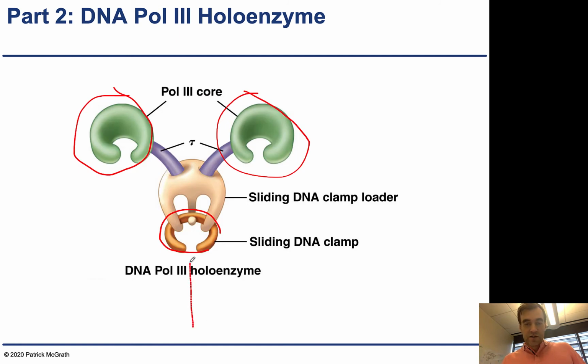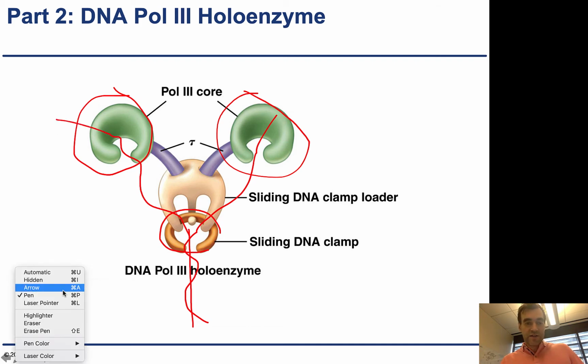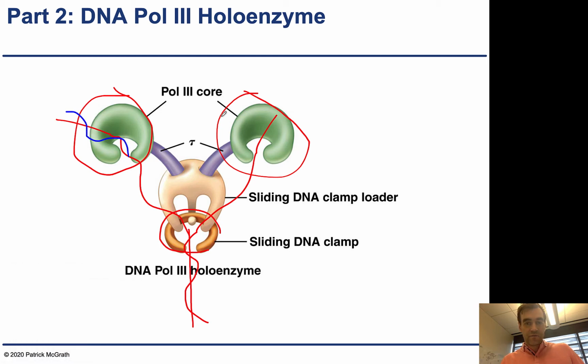So you have two strands of DNA coming in, and then one of these strands is sent to this core, and one of these strands is sent to this core. And so now we are able to synthesize new DNA from that. Okay.